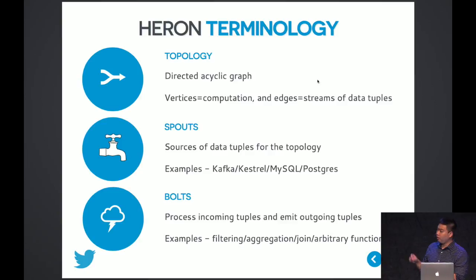First, topology. It is a directed acyclic graph. So a vertex represents some computations, and edges are streams of data tuples. And we have spouts to specify where you read the source from, what data you want to consume. For example, you can consume data from Kafka, Cassandra, MySQL, or something else. And bolts represent some core logic that the user, that's you, the developers, want to process.